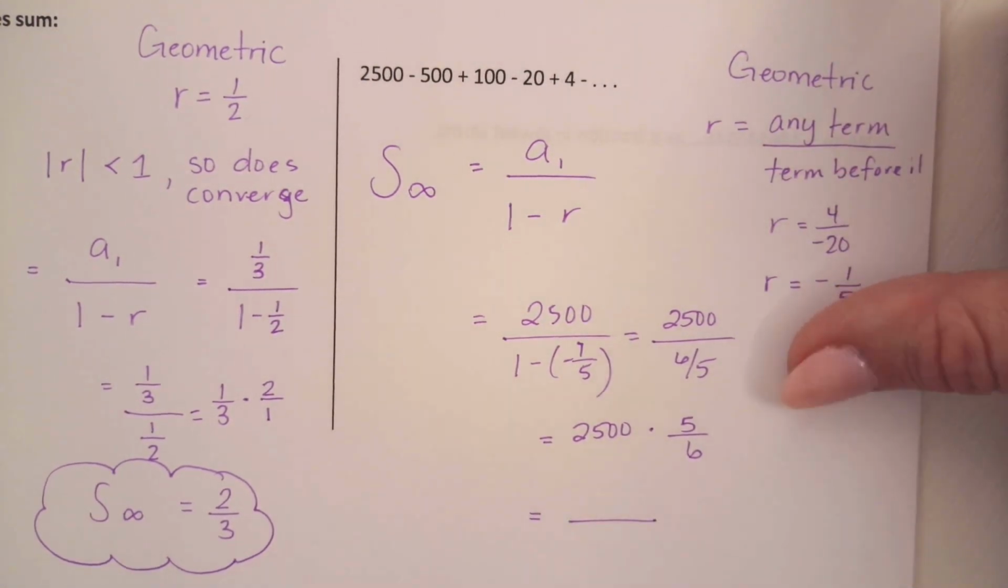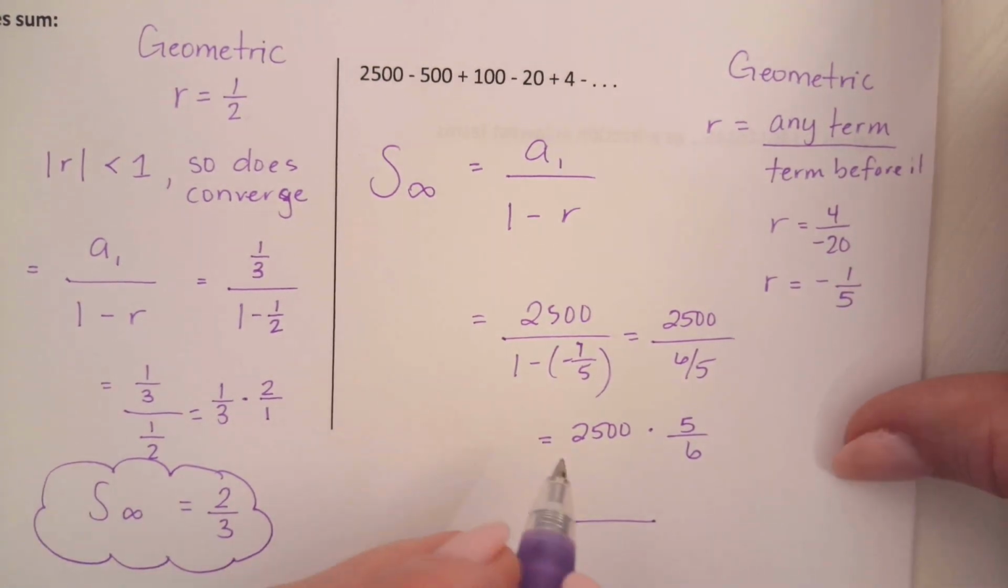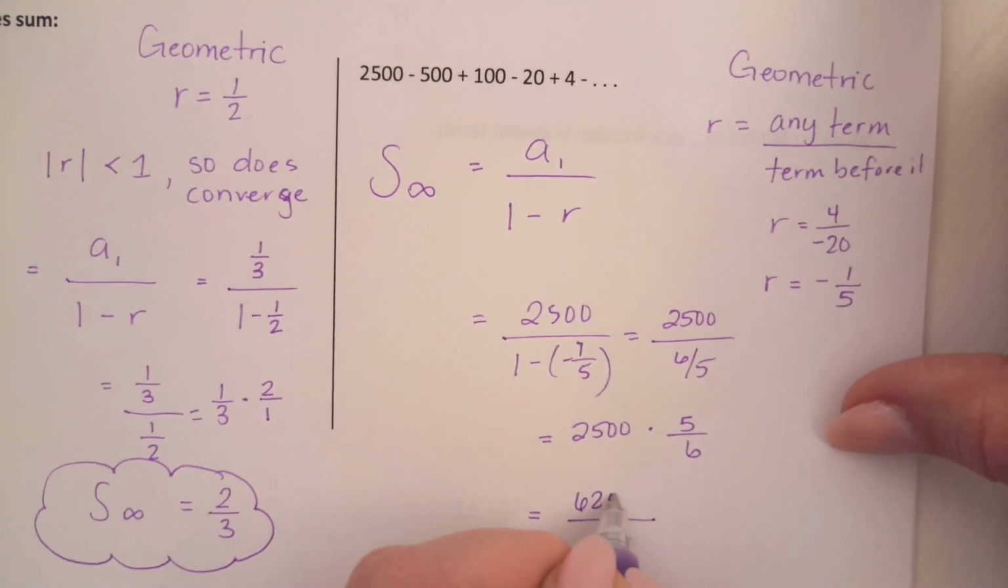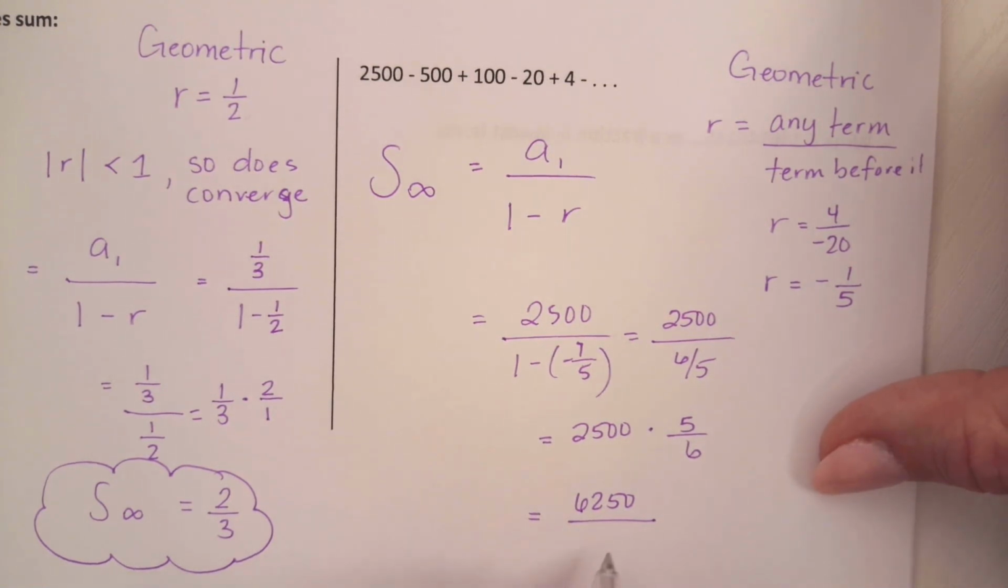What if we keep our answer as a fraction, what's the numerator? 6250, good. And the denominator? 3. Perfect.